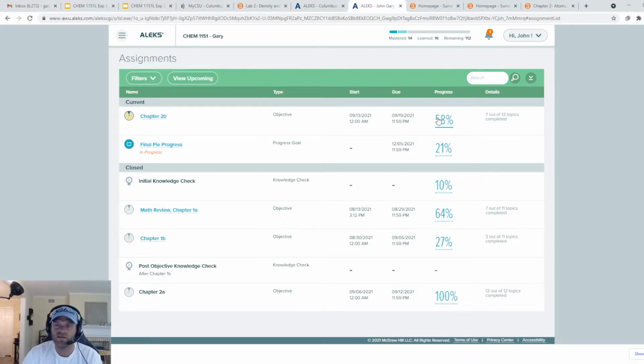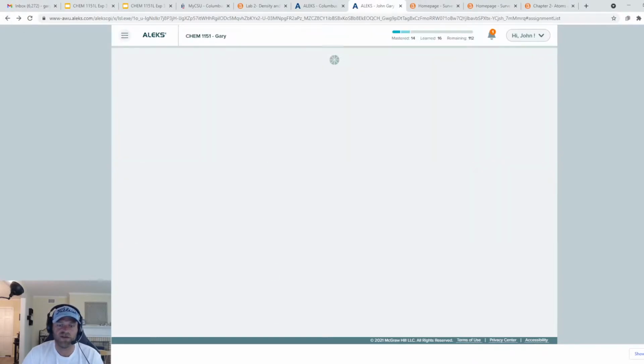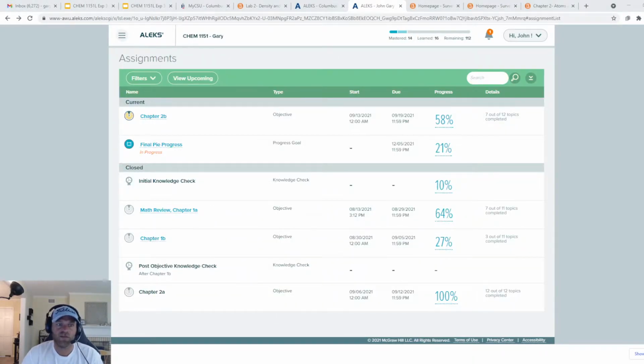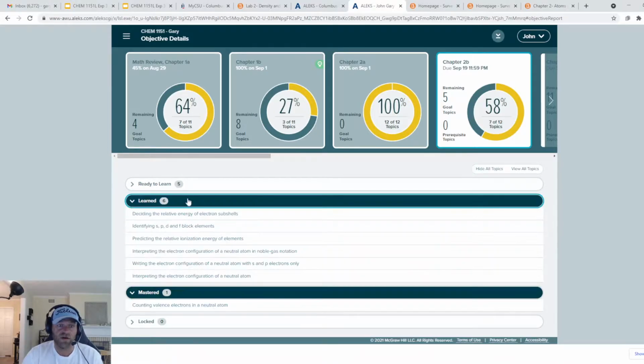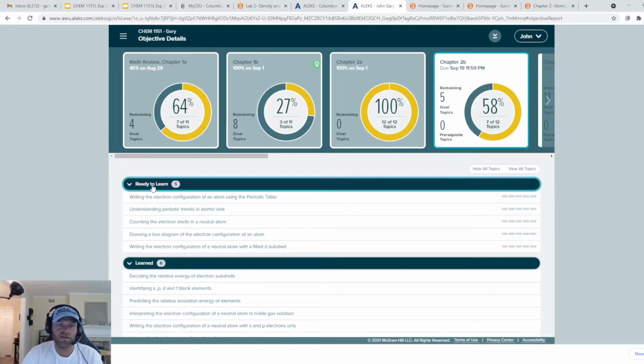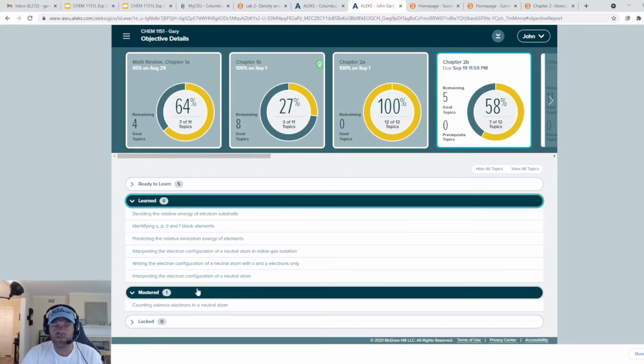Now for the way that I was looking at it, oh, here it is. So if you click on that percentage, let me go back and show you that one more time. I'm going to click on the percentage of my progress for whichever assignment, and you'll see here it has ready to learn, learned, mastered. A lot of you are learning these topics, but you're not mastering them. So it's not giving you full credit for the topic, right? And so that's how you get through with everything.